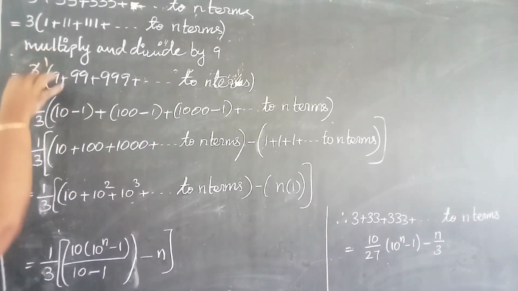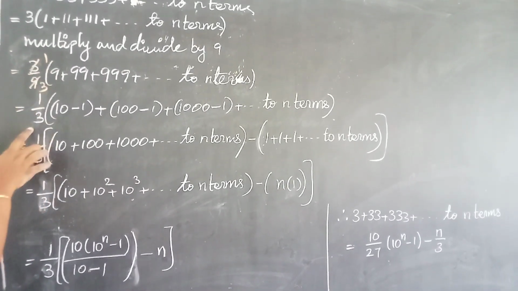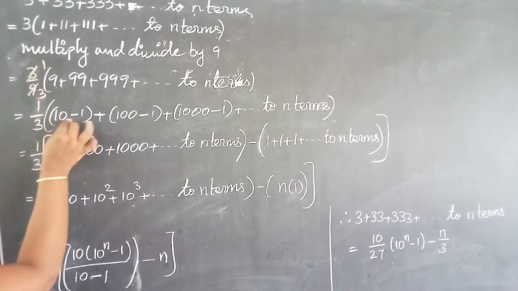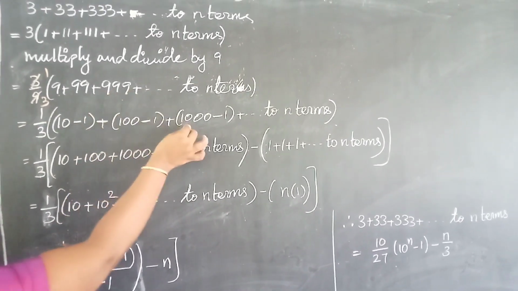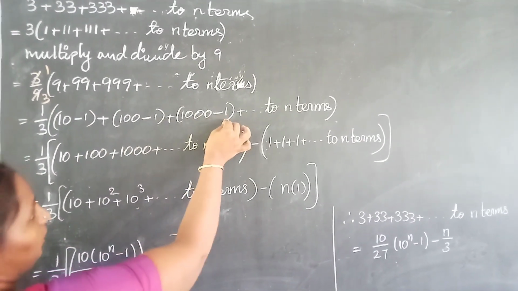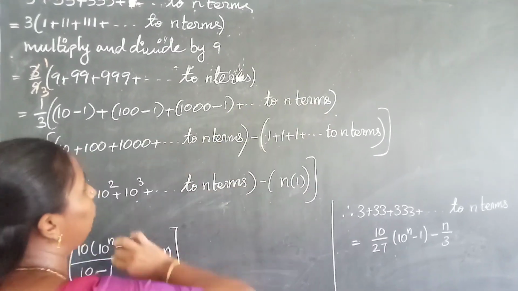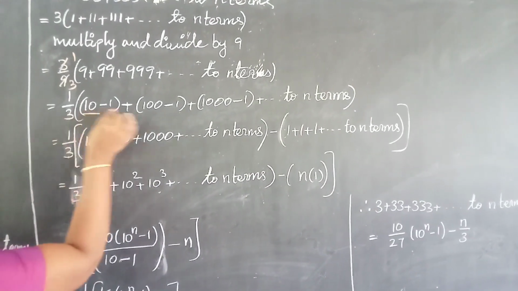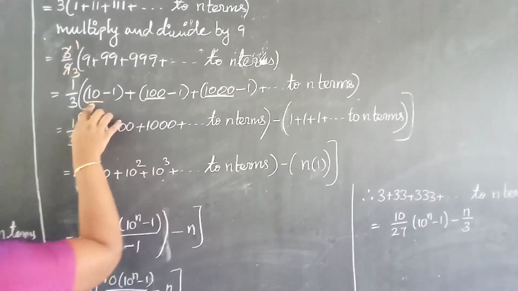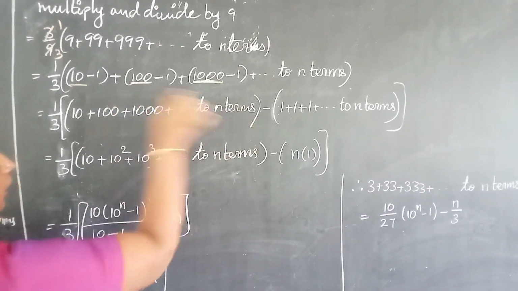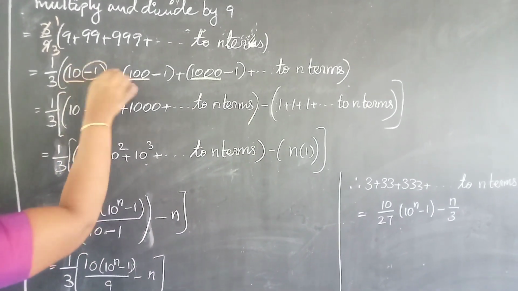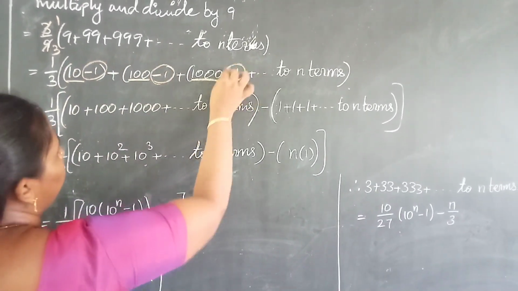So cancel this: 3 ones are 3, 3 threes are 9. You will get 1 by 3. 9 I am writing as 10 minus 1, 99 can be written as 100 minus 1, 999 can be written as 1000 minus 1, plus and so on to n terms. So take the first terms: 10 plus 100 plus 1000 plus and so on to n terms. Next one: minus 1 minus 1 minus 1.